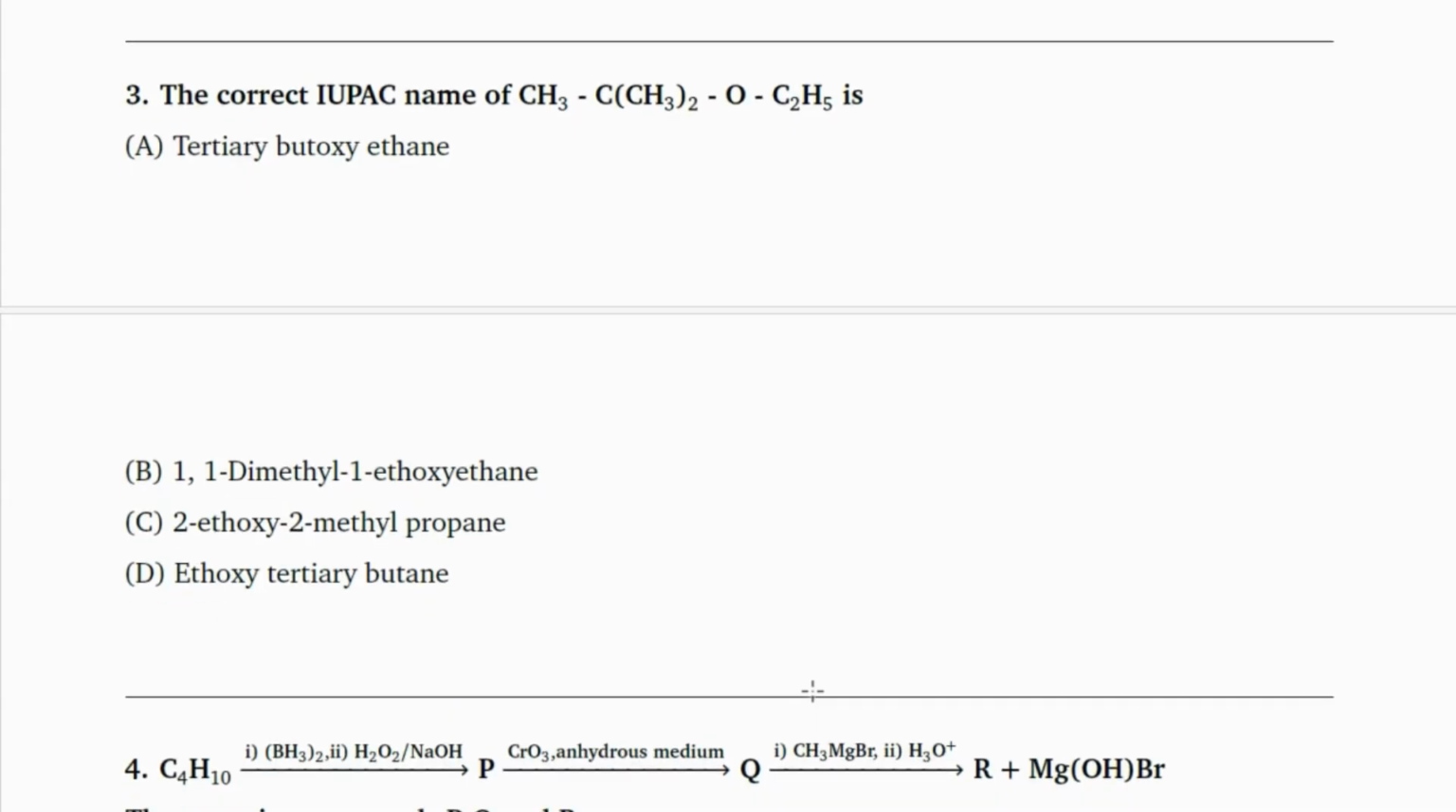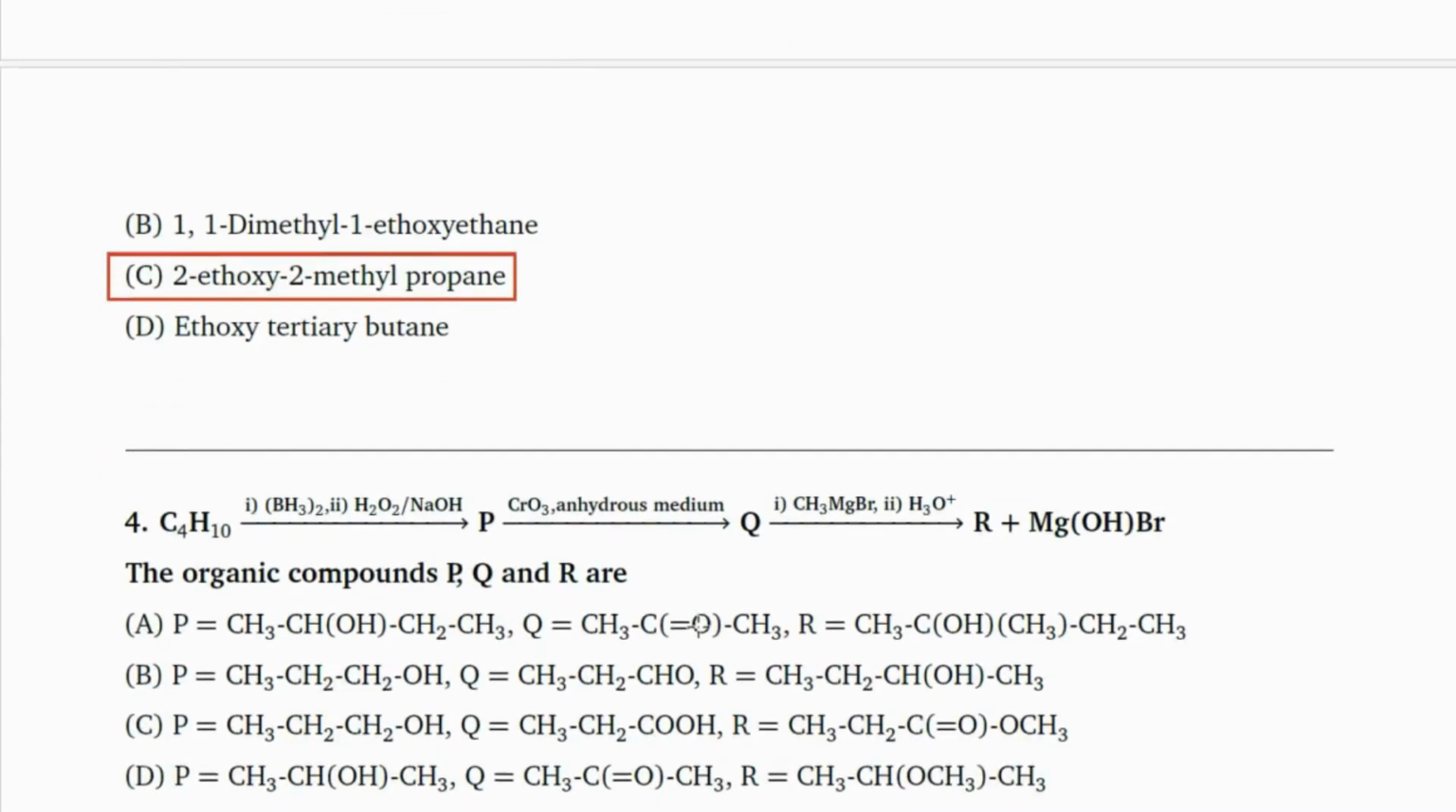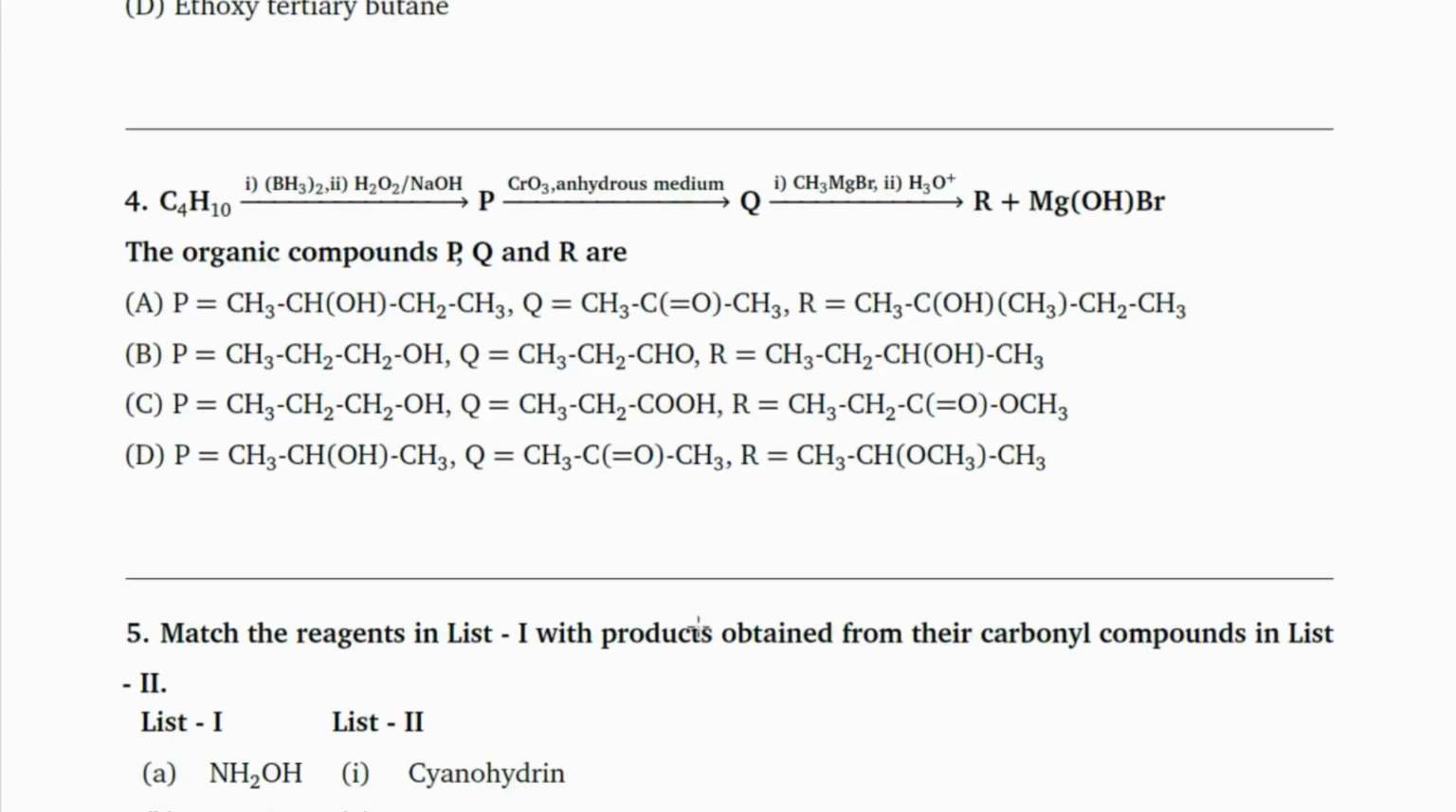Third question, the correct IUPAC name of the following molecule is 2-ethoxy-2-methylpropane. Here, the longest carbon chain is propane with a methyl and an ethoxy group on the second carbon. So therefore, option 3 is the correct one.